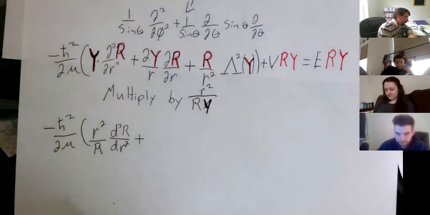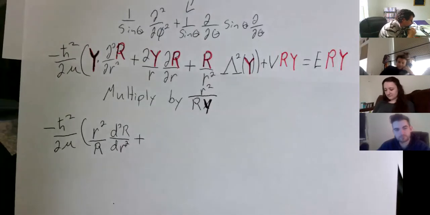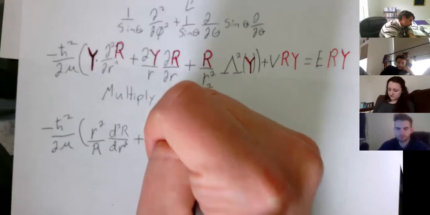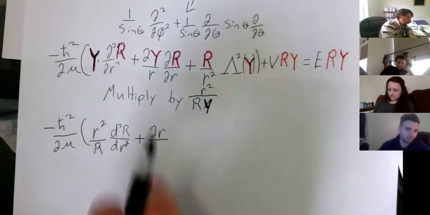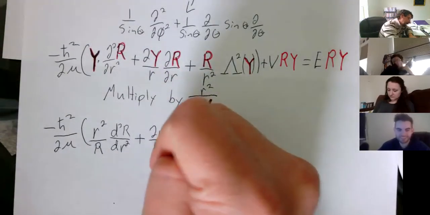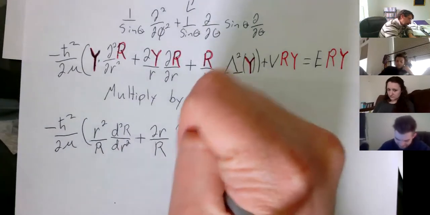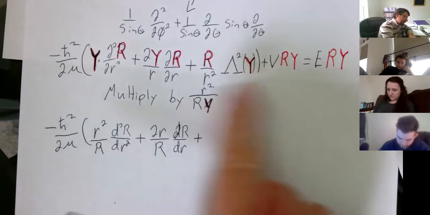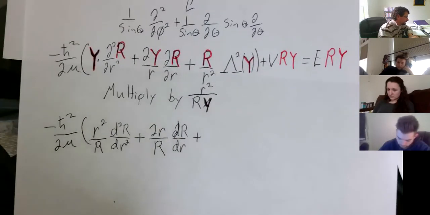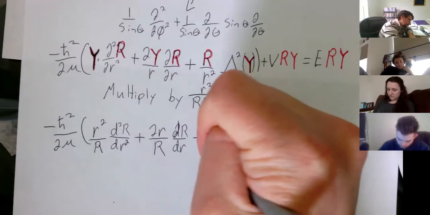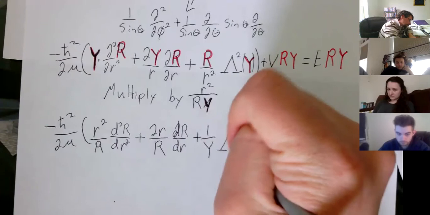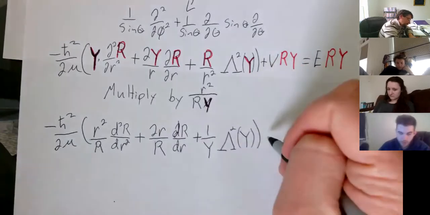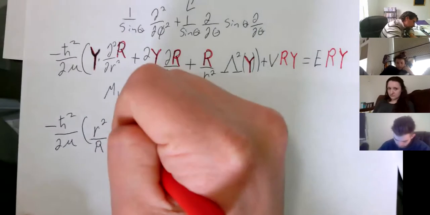Second term, what's that going to become? 2r divided by capital R, d, plus this last term, 1 over y, lambda squared y. Okay, we'll highlight the functions in red.